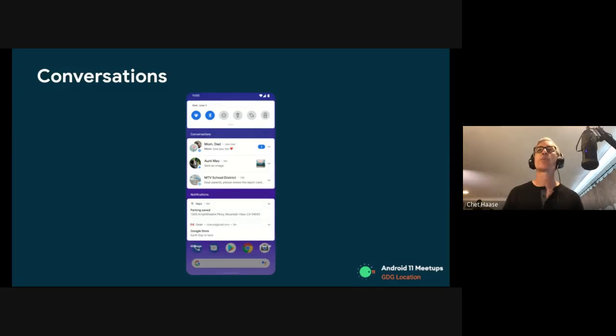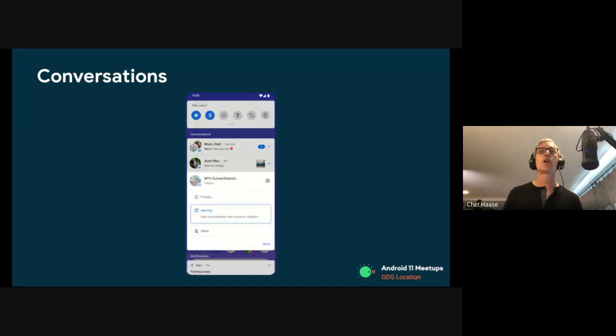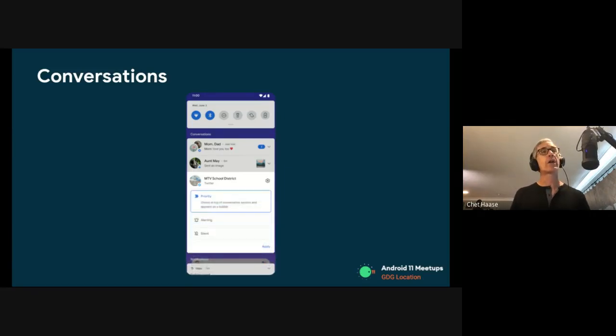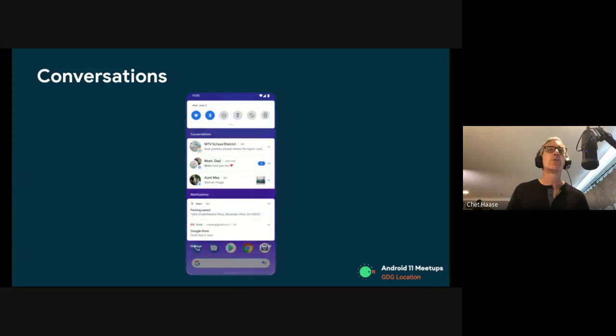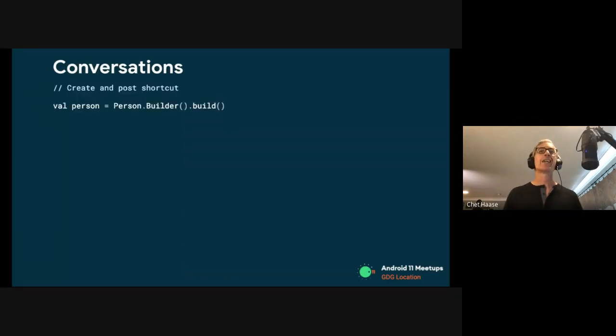So here's an example here where you have this conversation set-aside area at the top of the notification panel. And you can long press on any of these and change some information about it, like how you want to be notified about these things, as well as what the priority is. Actually, this conversation with the school district is way more important to me than the other conversation, so I want to set it to be top priority, which will boost it to be at the top of the list of the conversations.